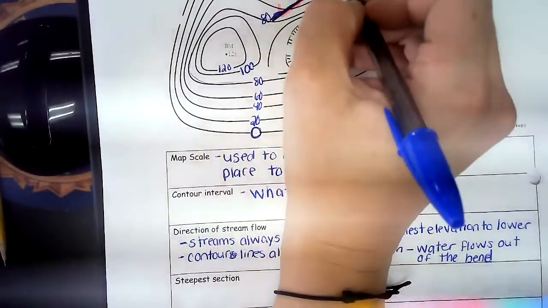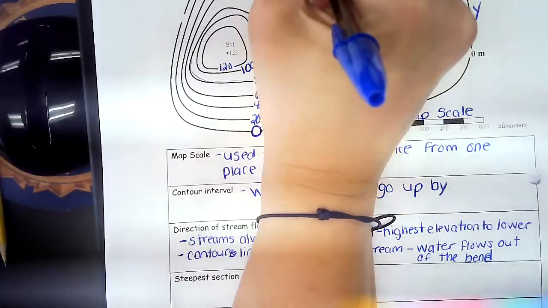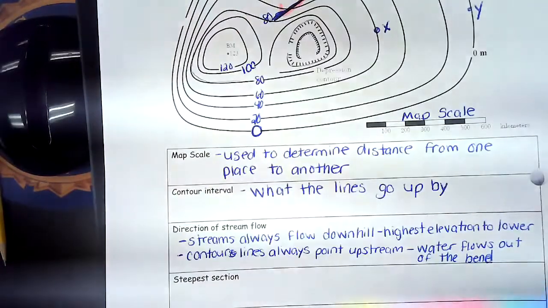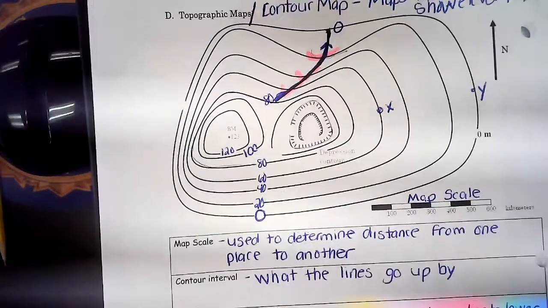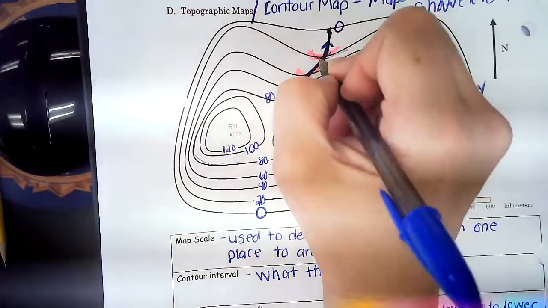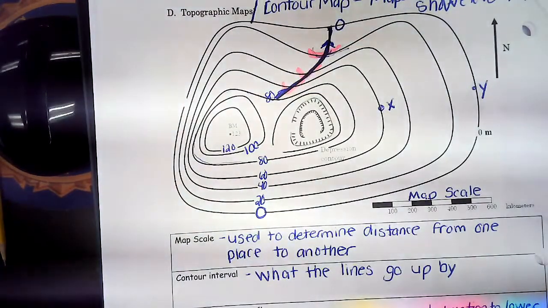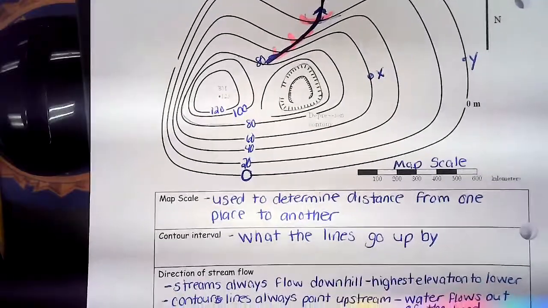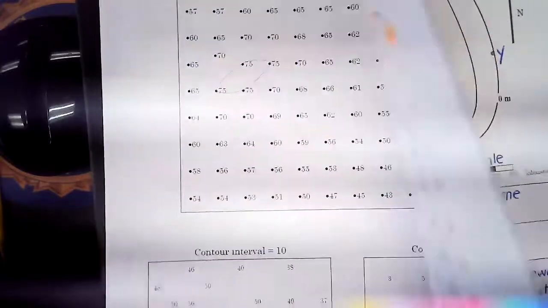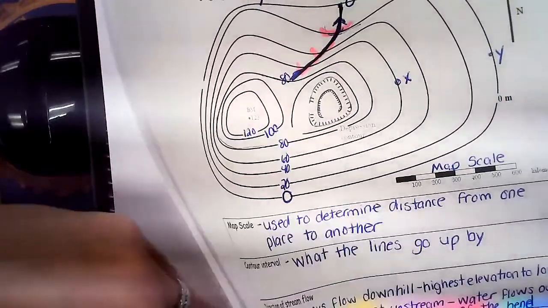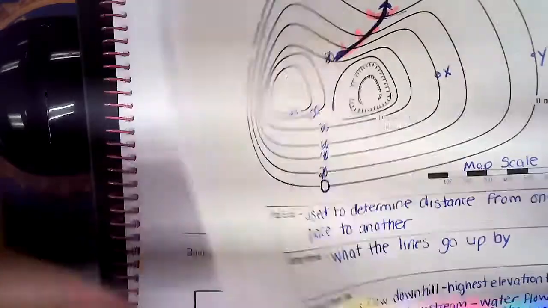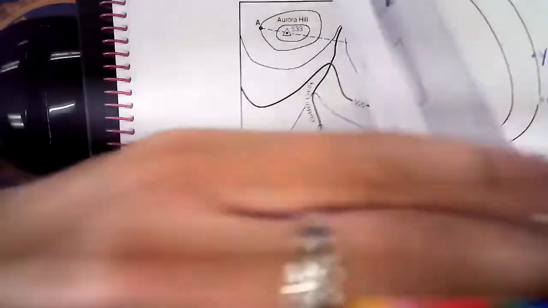So if this is the bend, water is always going to flow out of that bend. If this is the bend right there, the water is going to come out of the bend. Every single time a stream crosses a contour line, that's what it's going to look like. I'm going to show you a couple examples in the back here. You don't have to flip back. I'm just going to show them on the screen if I can find one.